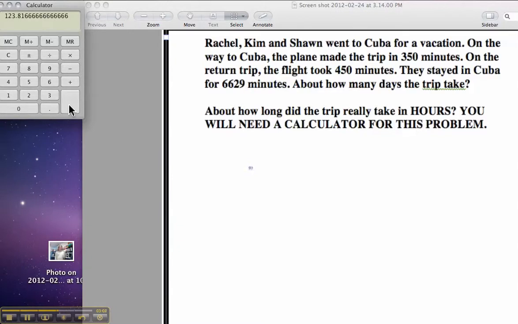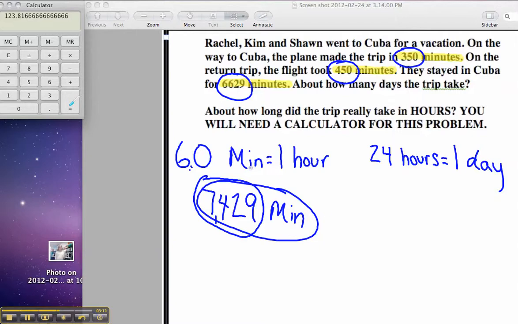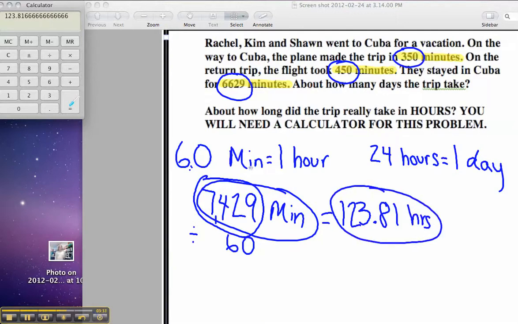Ooh, 123.81. If I go back here, this divided by 60 equals 123.81. Now what is that? Is that hours? 123.81 hours. That is how long the trip took, right?